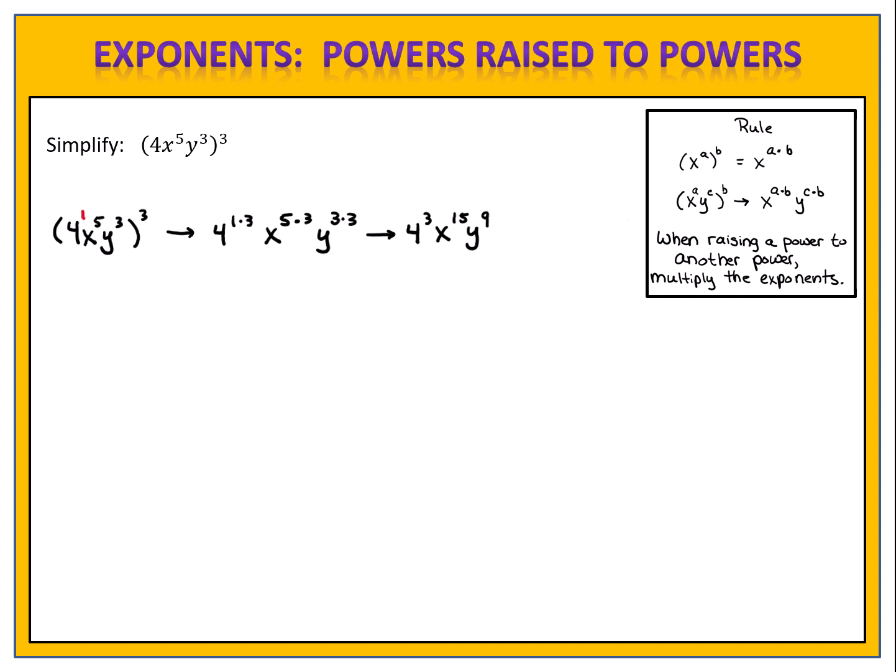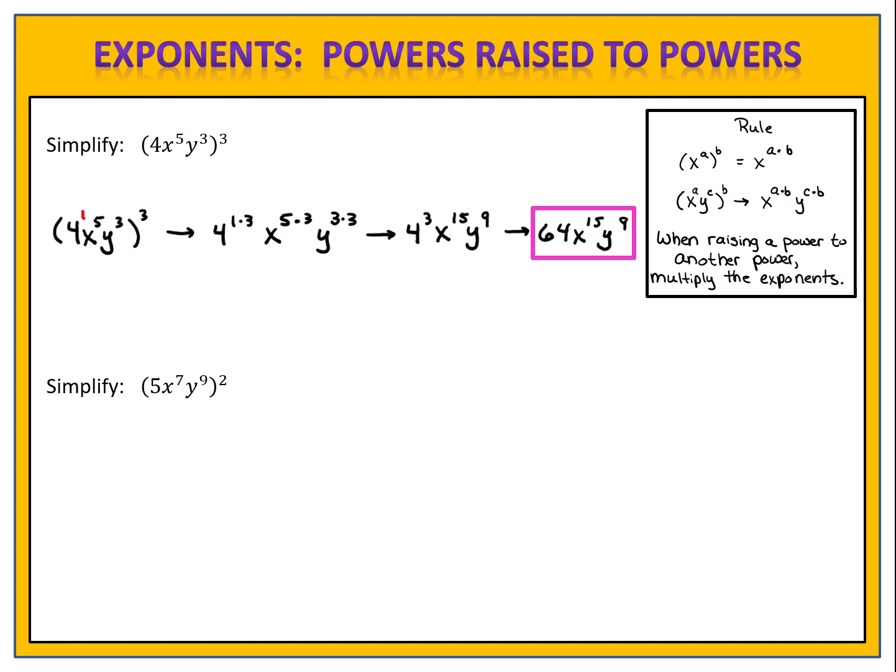We can do one last bit of simplifying by simplifying 4 to the 3rd. 4 times 4 times 4 is 64, x to the 15th, y to the 9th power, and we're all done. Here's one for you to try. Please pause the video here and come back when you're ready to check your answer.